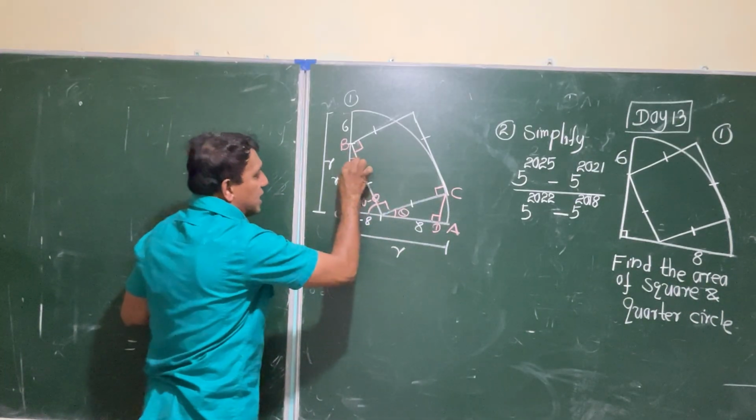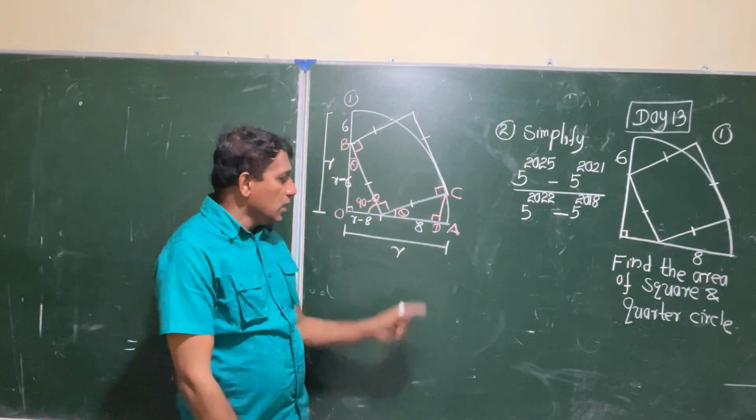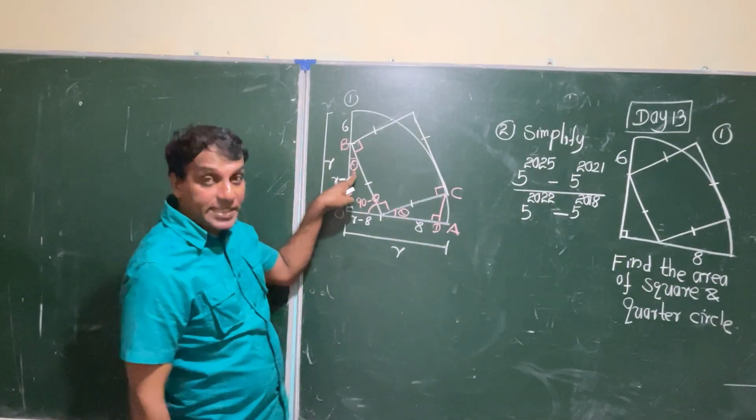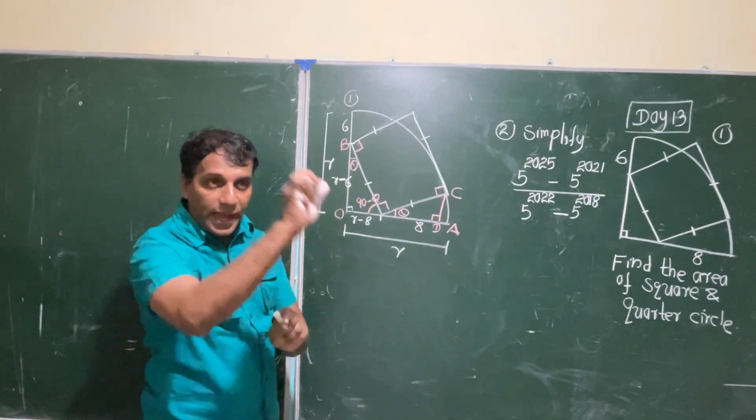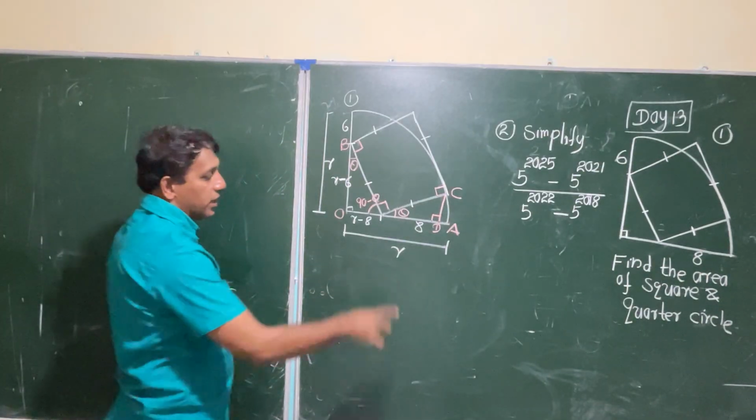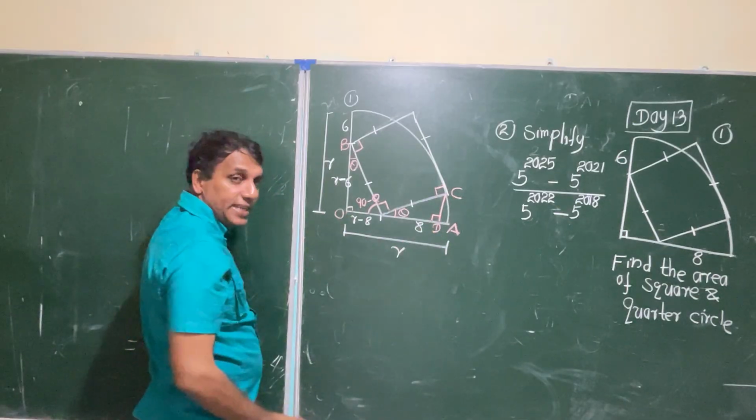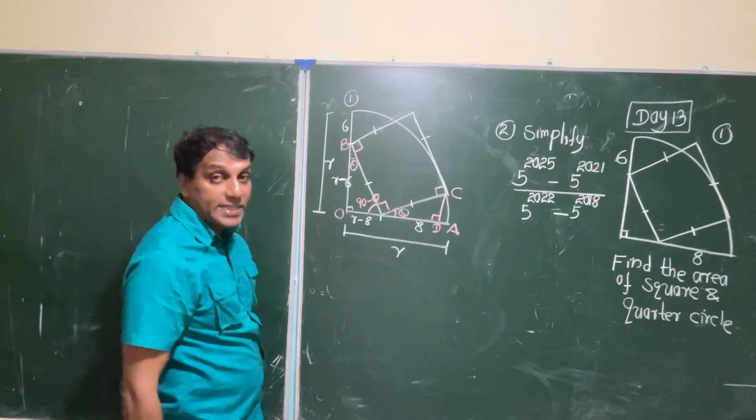Make a theta. So take this triangle. Here theta, here theta. Here 90, here 90. A square means the sides are equal. All the sides are equal.